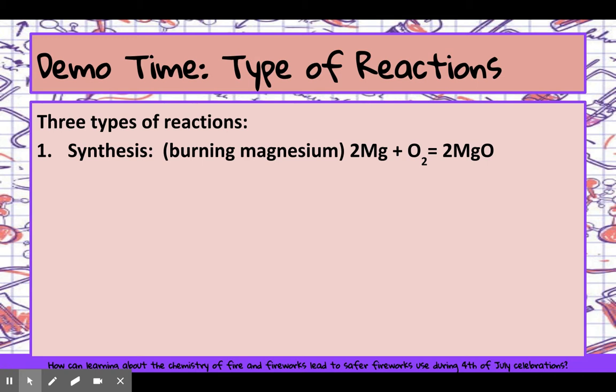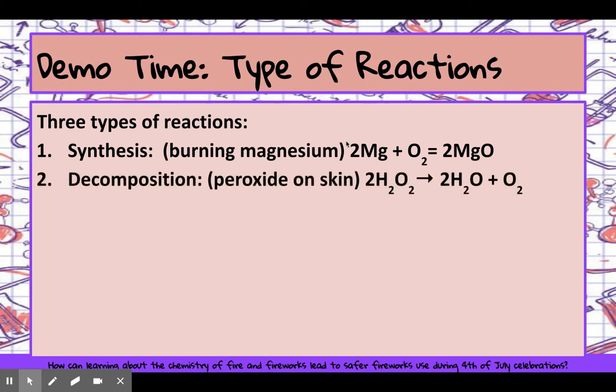So the first kind is when 2 or more substances are put together to make one or more complex molecules or compounds. So synthesis means to build. Okay, so I have magnesium, and I will be showing magnesium again. If you burn it, it combines with oxygen in the atmosphere to make magnesium oxide. Okay, so 2 things or more put together to make a more complex compound.